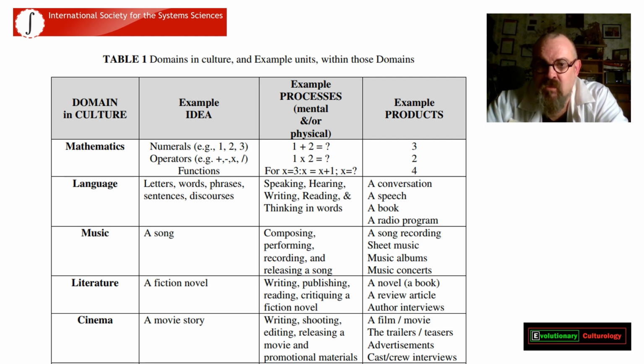Anyway, so there's one table from Elements of EvCult, the textbook, showing you some of the example ideas, processes, and products. Music's on there. What about a song? What if you had an idea for a song, and then the processes, mental and physical, involve composing, performing, recording, and releasing a song. And you end up with a product of a song recording. Could also be sheet music if you transcribe it or you write that way. Could be music albums on a larger scale. Could be music concerts if you're going to perform it live.